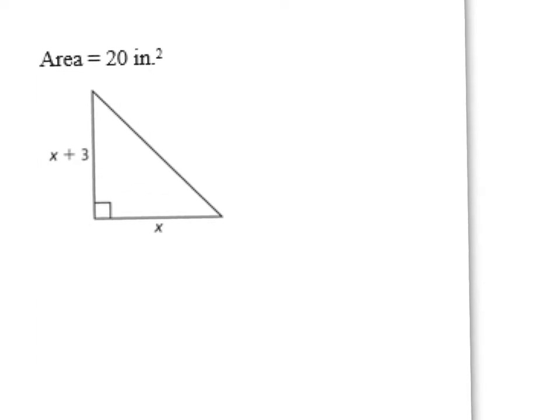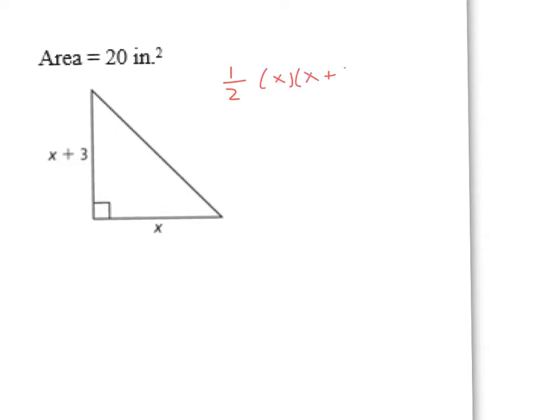Okay, so again, 1/2 base times height on this one. So I'm going to do 1/2 x times x plus 3, and that's going to equal 20. All right, now again, we're going to deal with the half at the end. Just distribute the x to start with. So I'm going to get x squared plus 3x equals 20.